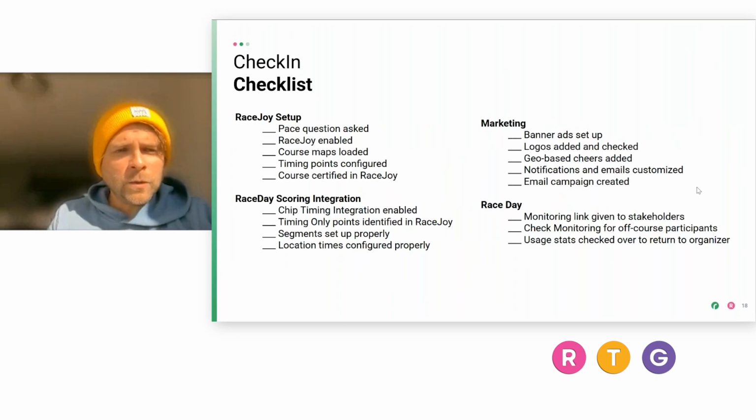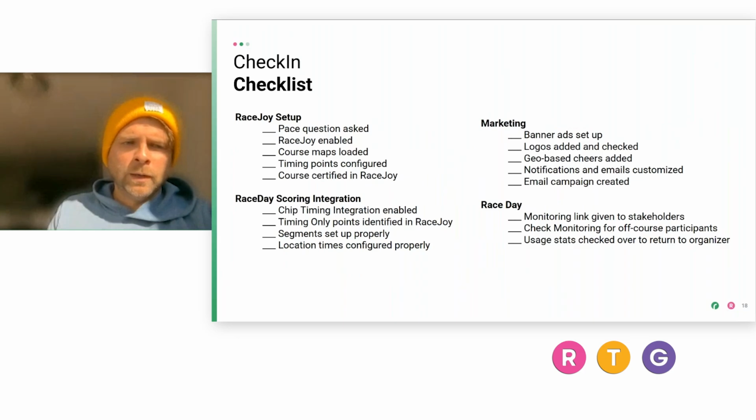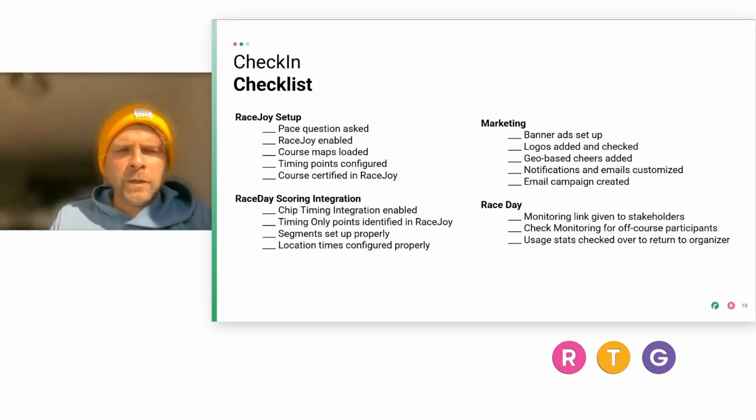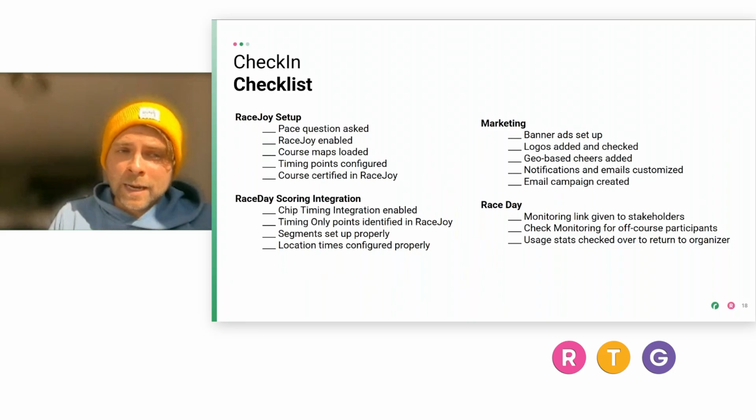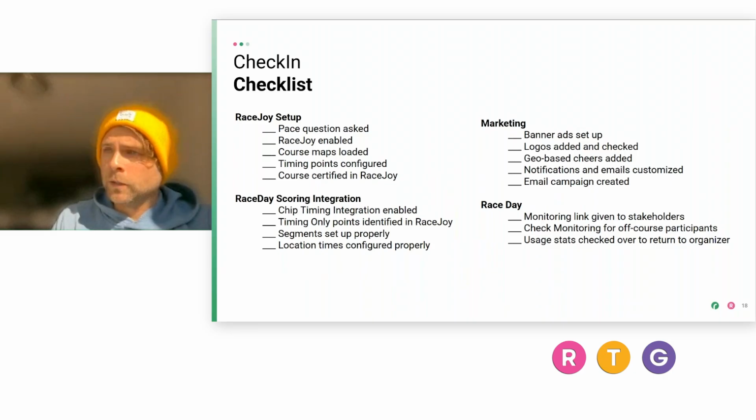So, some RaceJoy checklist. This is actually a more important one, so I do want to go through this one a little bit more. In the RaceJoy setup, making sure that you are asking the pace question, making sure that RaceJoy is enabled and that the tracking window is appropriate, making sure the course maps are loaded, the timing points configured, and the course is certified in RaceJoy.